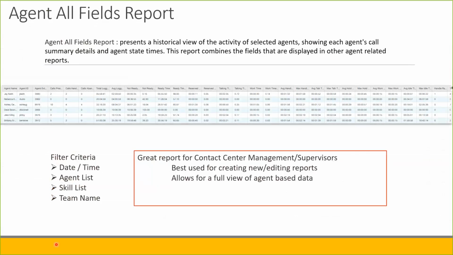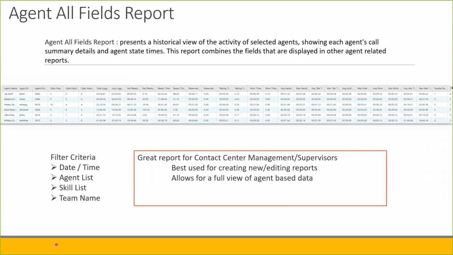In the Agent All Fields report, it presents a historical view of all of the activity of the selected agents. And this is going to show summary details. It's not going to show a record by record. This is a summary-based report. And as you can see here, it has many, many different fields. The screenshot in front of you does not even contain all of the different data elements that this report holds.